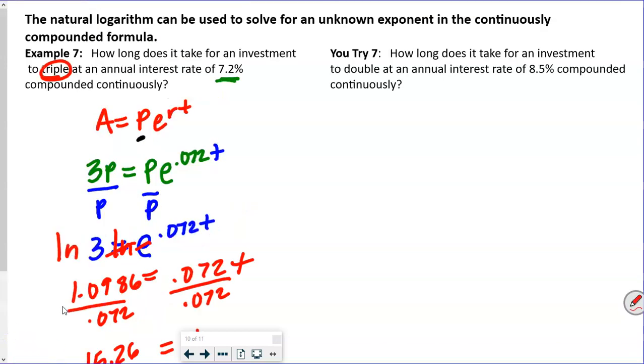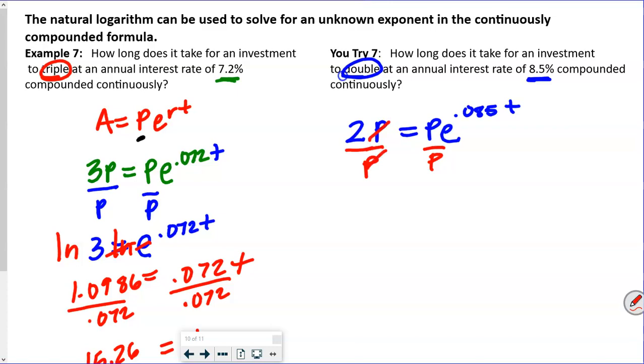So, all right, hopefully you've come back to me. Now, the difference between this problem and the first one is we've got this word double, right? So double means we're going to do 2P is equal to P E. Our rate of interest is here. It's 8.5%, so we're going to do 0.085, right? So this is going to be 0.085 times t, okay? So once again, we're going to divide both sides by P, right? So that's going to get rid of the P there. So this is going to be 2 is equal to e to the 0.085 t power.